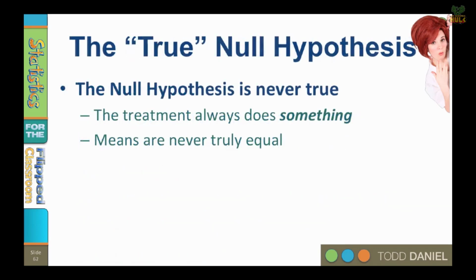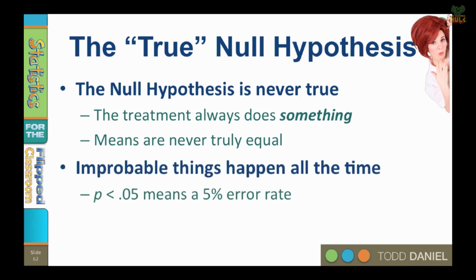Well, the big problem with this approach is that, in reality, the treatment always works. It always does something, even if that something is trivial. And means are never truly equal. If you go out enough decimal places, they will diverge. So the null hypothesis is never actually true. Furthermore, improbable things happen all the time.